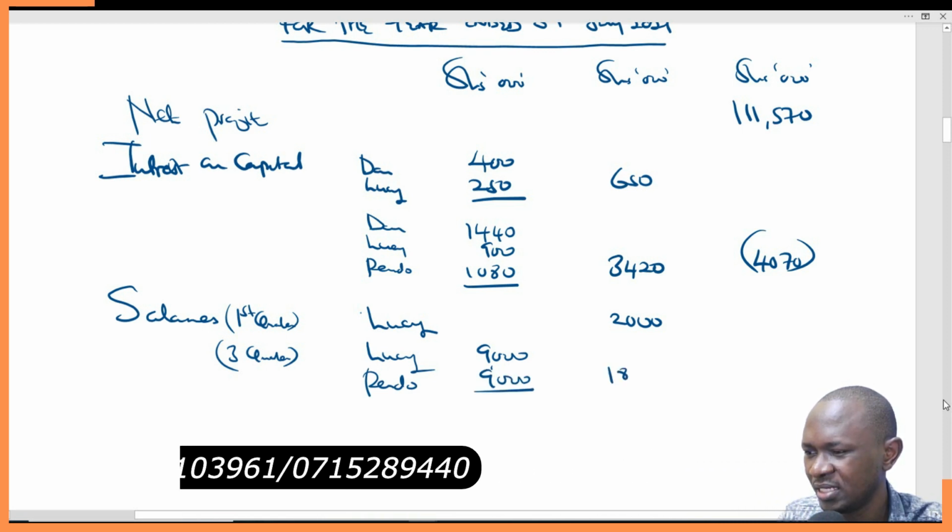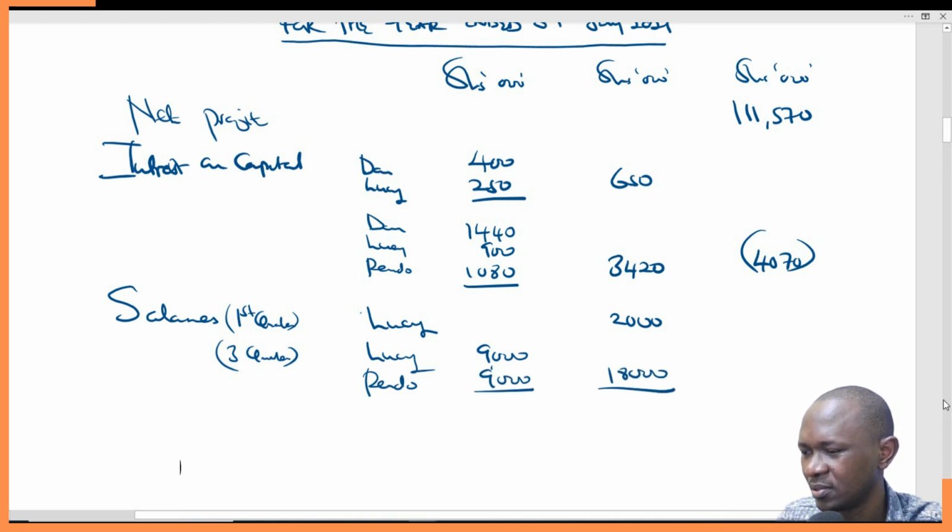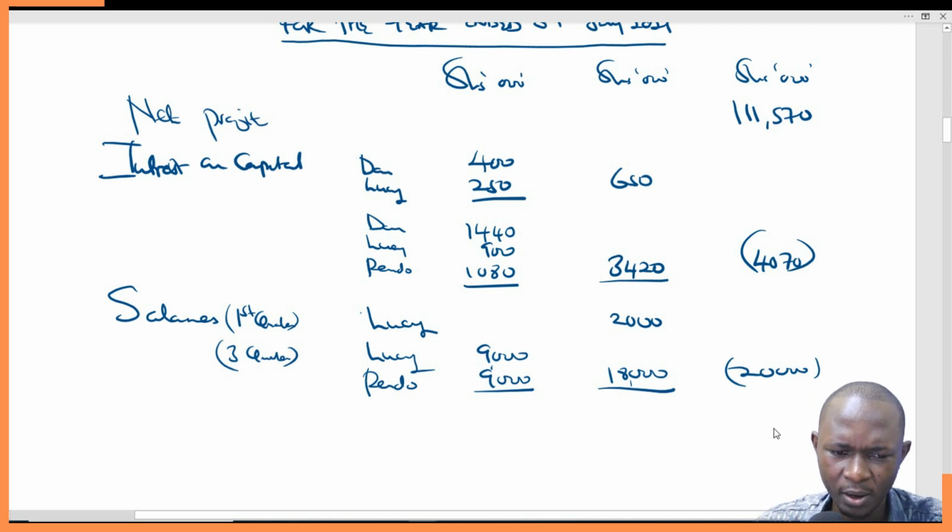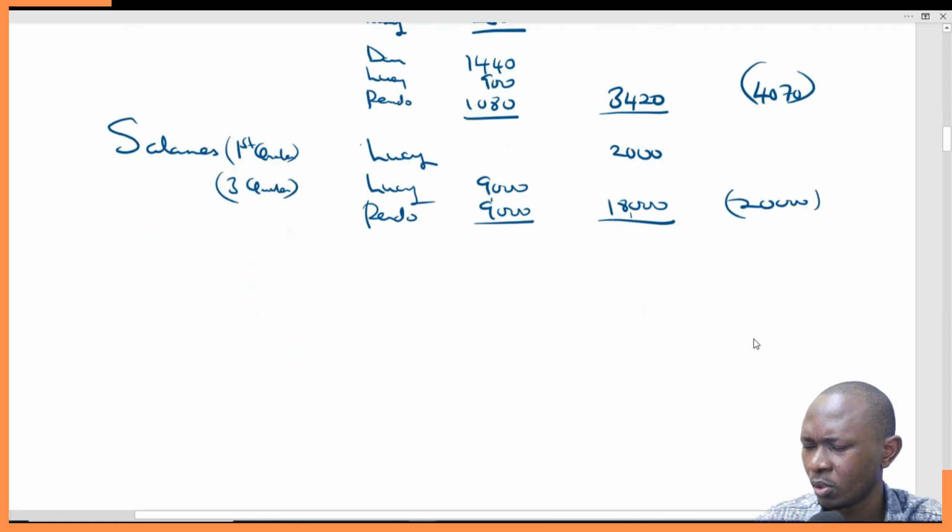Totaling to 18,000. And this gives us 20,000. So that is 2,000 plus 18,000. We get 20,000 as our salary. And we less it from there. Now, check again. Check if we have anything remaining.